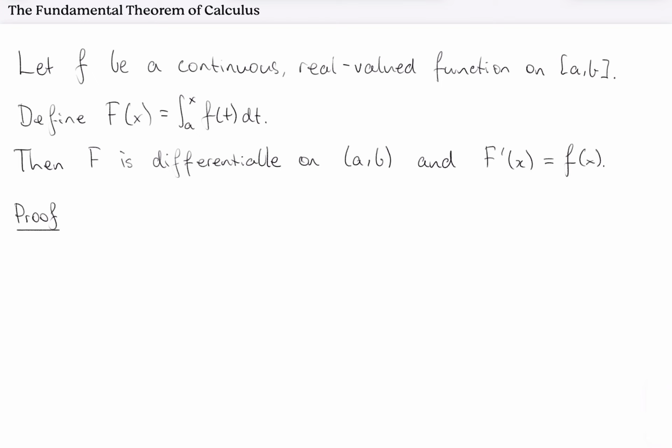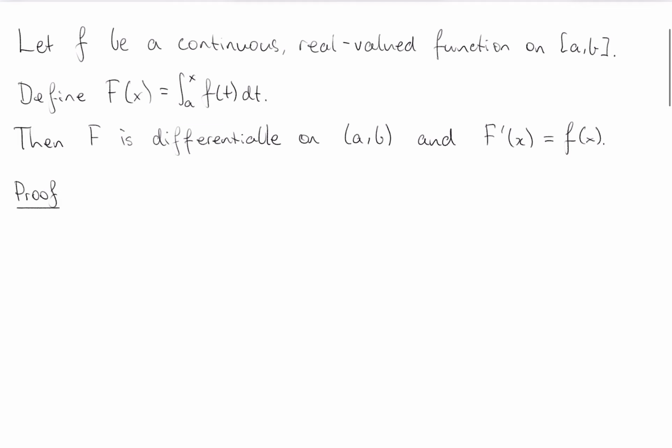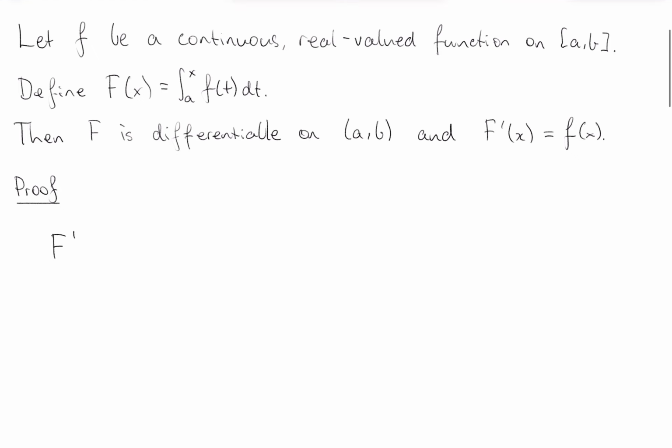So let's go ahead with the proof of this first statement. We want to show that F is differentiable on a to b. The way we're going to do that is, let's find the derivative of capital F of x. This is just from first principles. You take the limit as h approaches 0 of F of x plus h minus F of x, all over h.